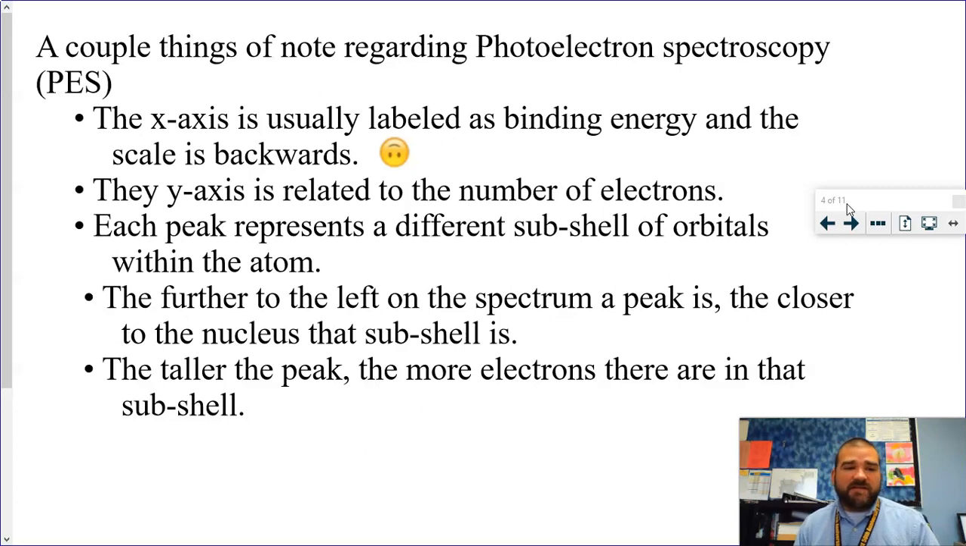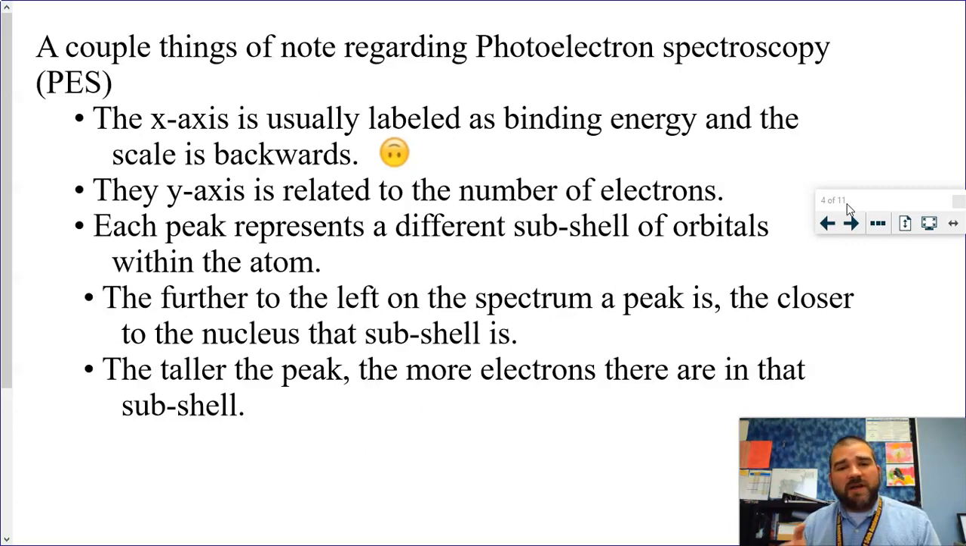Again, PES, this is the abbreviation or the shorthand. The x-axis of the readout of the spectrum, or what the instrument gives you, is labeled as binding energy. And binding energy is just how strongly the electron is attracted to its nucleus. And the numbers on the x-axis are backwards. Okay? This is a dead giveaway that it's PES.